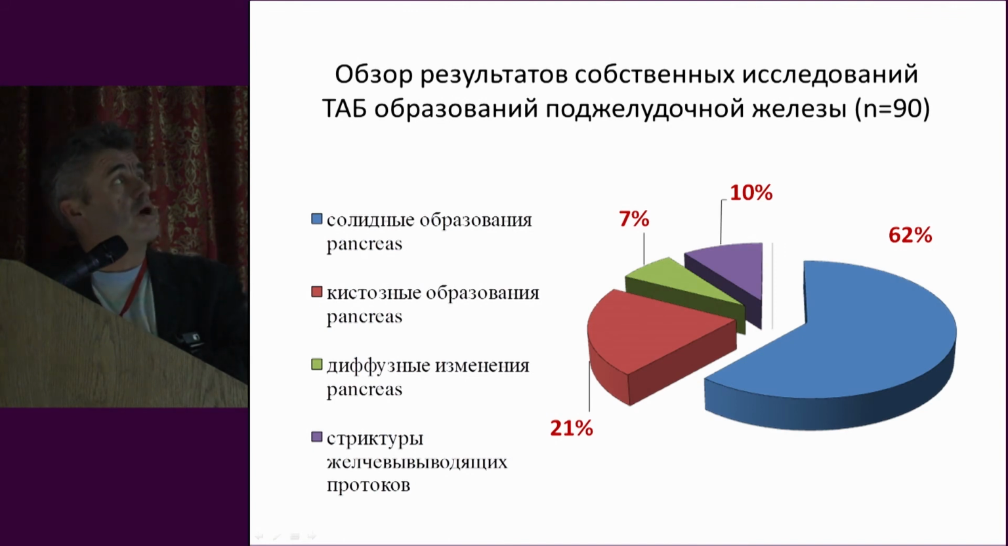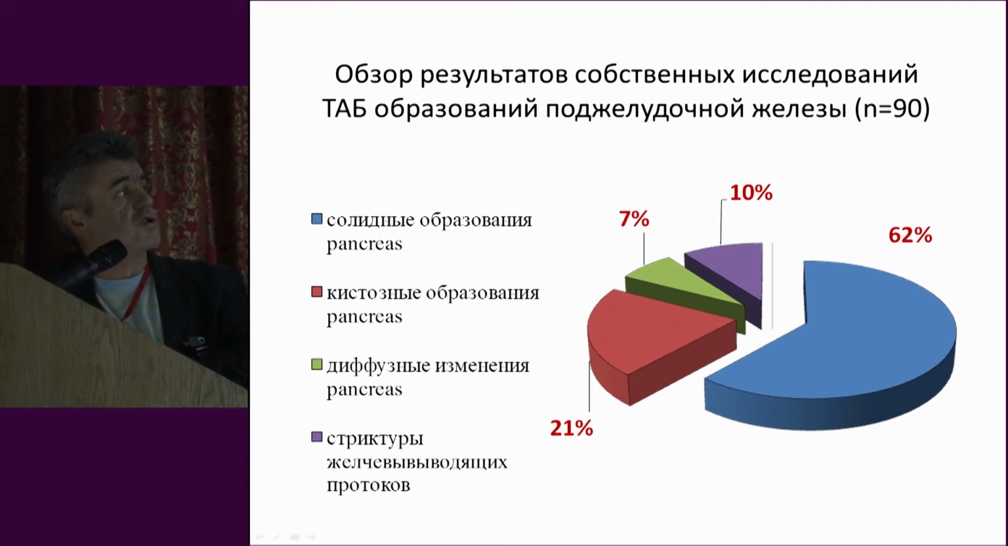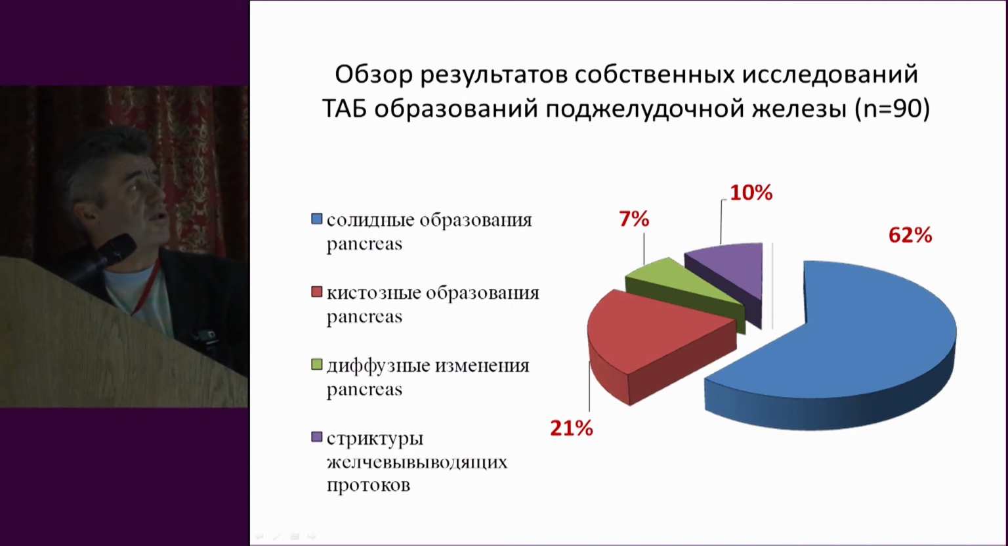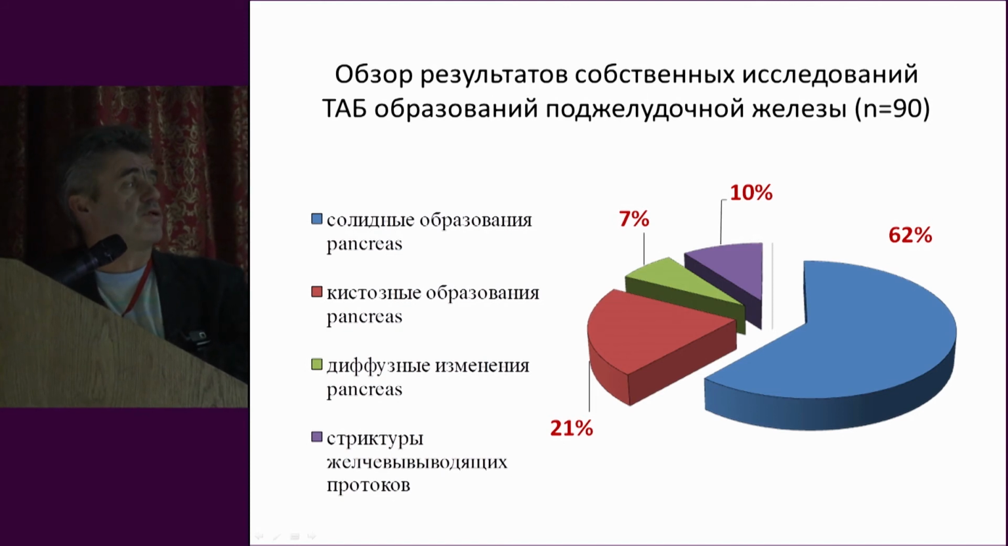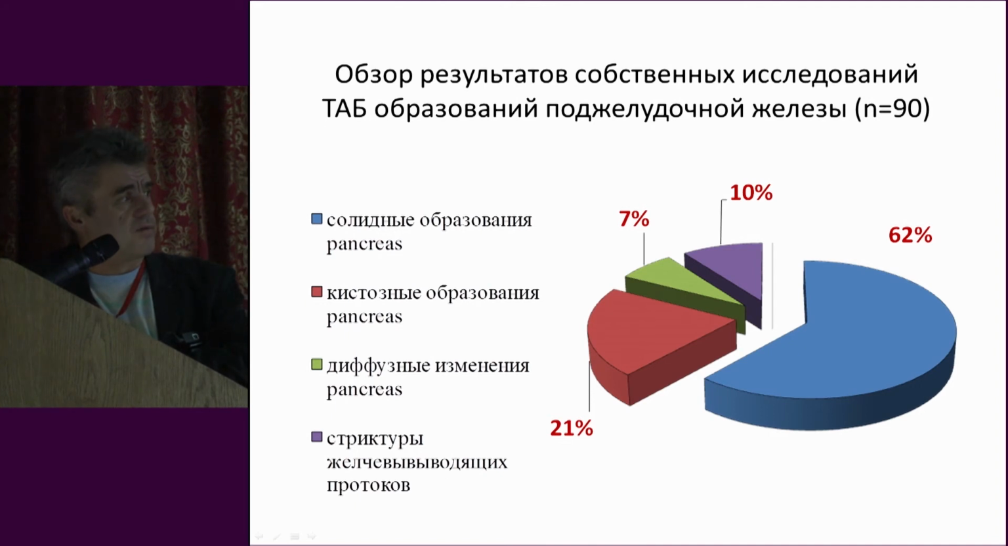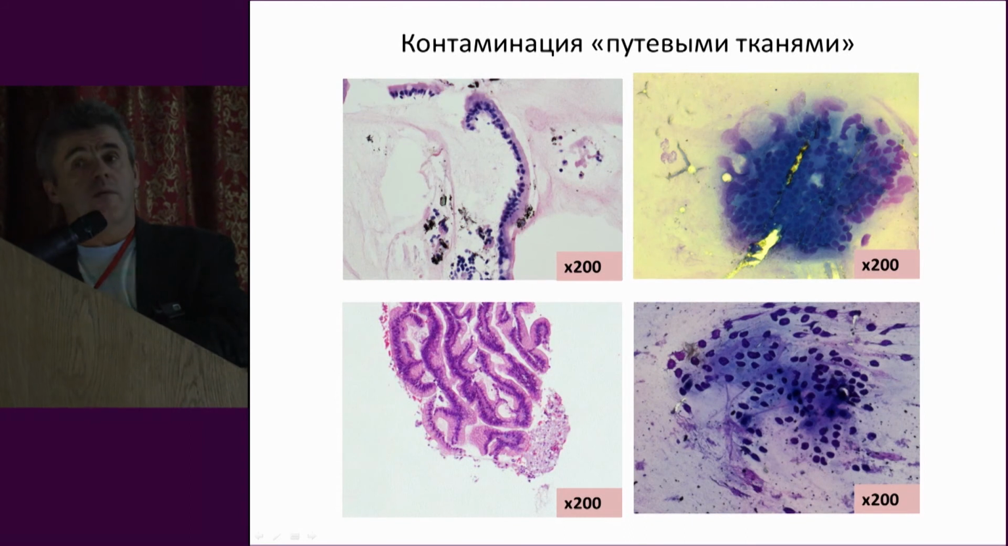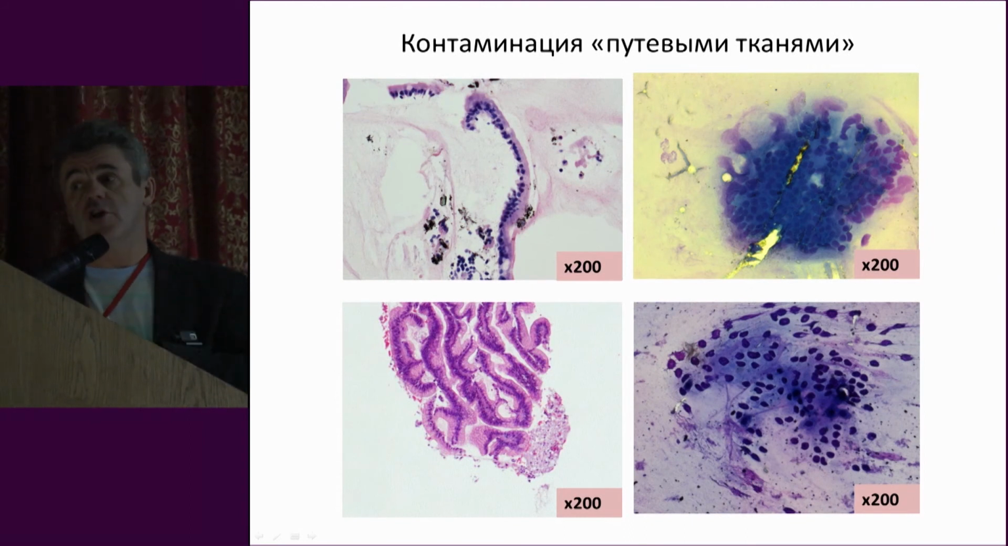This is the method, and according to our data, 2/3 of the tumors, or bioptates rather, that we conduct were for solid tumors of the pancreas, then in 21% of the cases cysts of the pancreas, then in diffuse lesions, 7% of the cases, and the rest are lymph nodes or papilla problems.